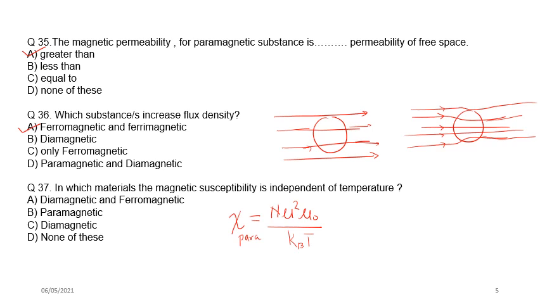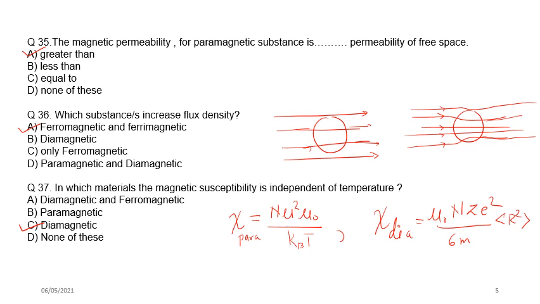So a paramagnetic substance has a magnetic susceptibility which depends on temperature, whereas the susceptibility of a diamagnetic substance is independent of temperature. It is given by mu 0 n z into e square upon 6m, into the average of r square. We can see that in this diamagnetic susceptibility there is no temperature term on the right hand side, so you can directly tick answer number C, which says that diamagnetic susceptibility is independent of temperature.